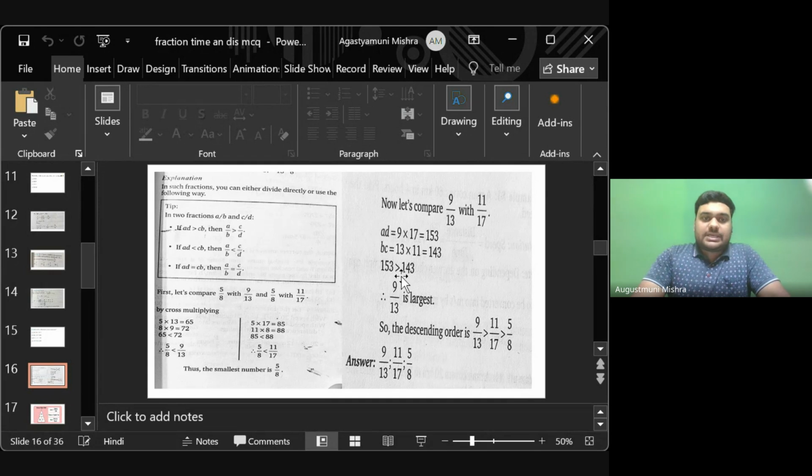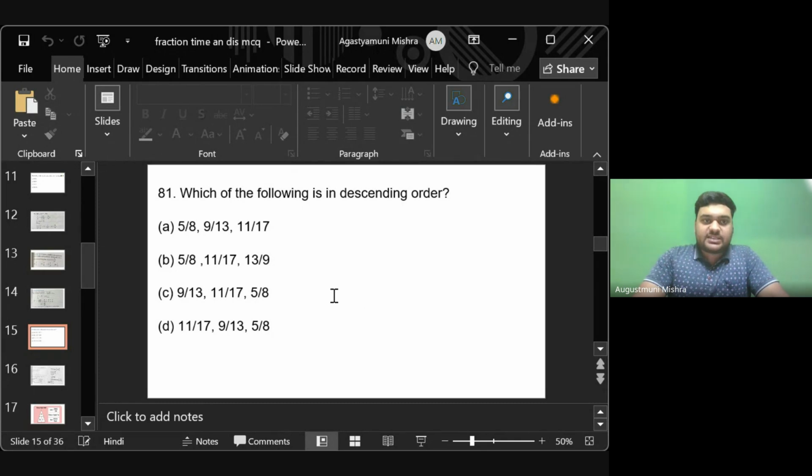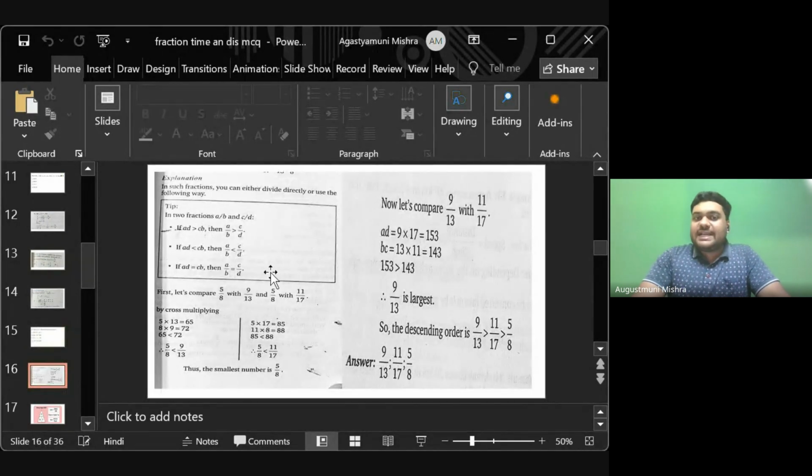So the correct answer is, I think, 9 by 13, 11 by 17. I'm just changing the slide for checking the answer. That is C. So the correct answer is C. Correct answer is C. This is an explanation of that whole question. This is one method.